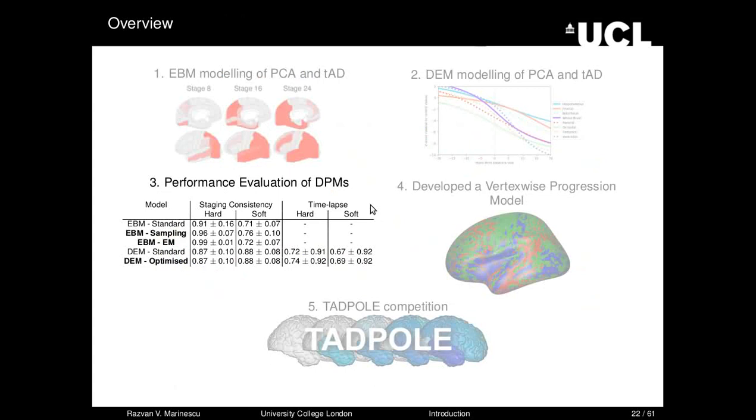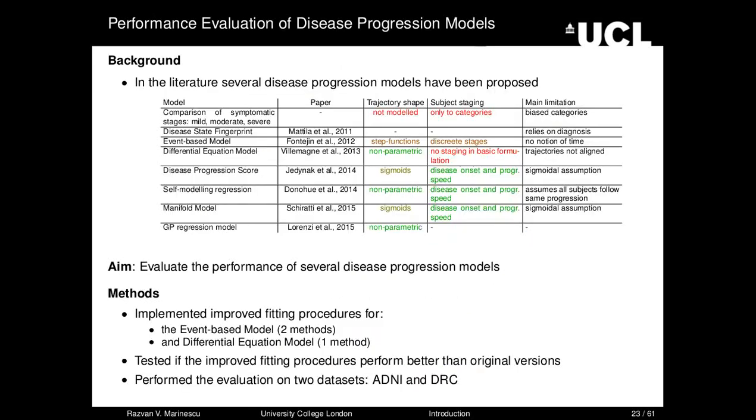Alright, so one problem with the event-based model is that it doesn't tell us anything about the rate of atrophy, how fast the atrophy goes in the brain. So in order to actually look into this, we use another model called the differential equation model. And this model works as follows.